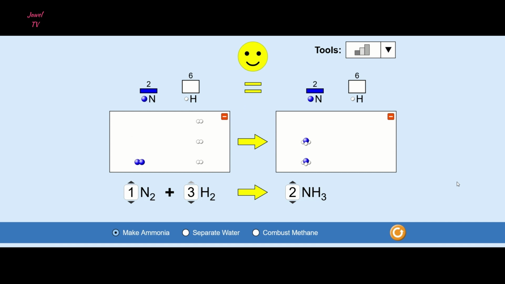Now, let us count again the number of atoms at both sides. At the reactant side, we have 2 atoms of nitrogen, and at the product side, we have 2 atoms of nitrogen. We have 6 atoms of hydrogen at the reactant side, and at the product side, we have 6 atoms of hydrogen. Since the chemical equation is now balanced, the not equal sign is now changed to equal sign.